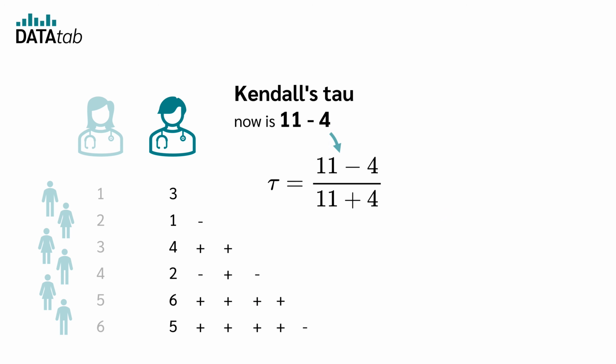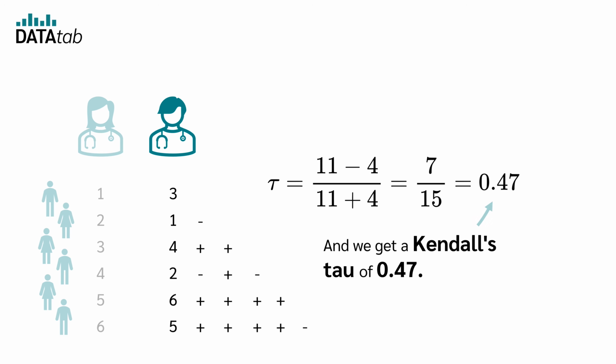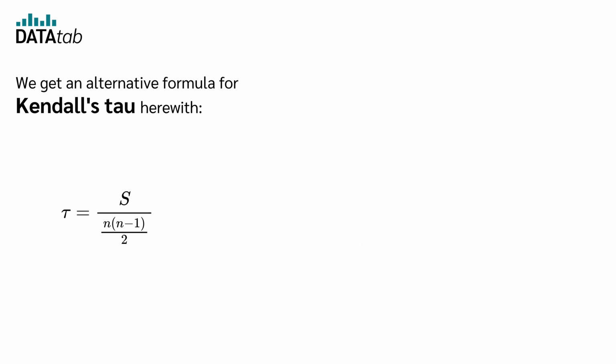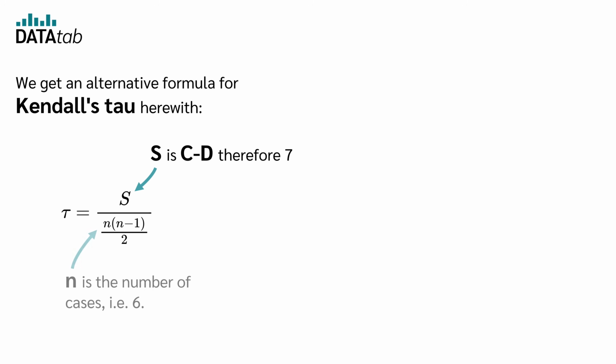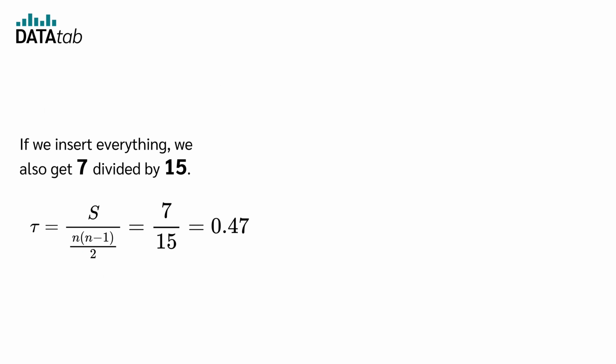Kendall's Tau now is 11 minus 4 divided by 11 plus 4, and we get a Kendall's Tau of 0.47. We get an alternative formula for Kendall's Tau herewith. S is C minus D, therefore 7. N is the number of cases, i.e. 6. If we insert everything, we also get 7 divided by 15.